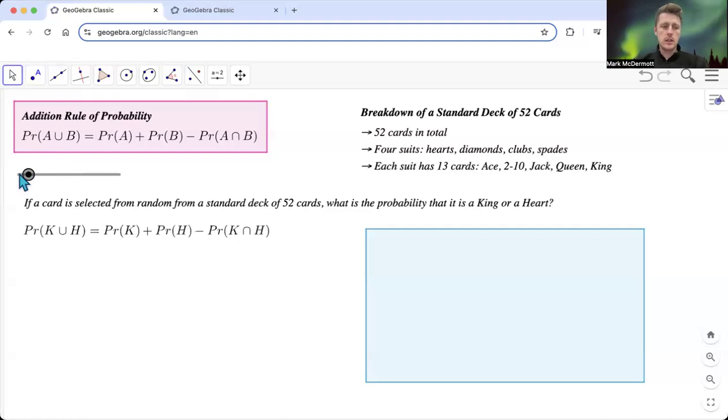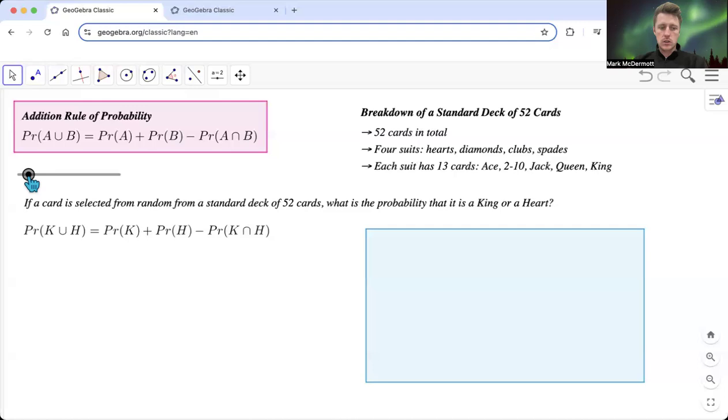Here's the question. If a card is selected at random from a standard deck of 52 cards, what is the probability that it is a king or a heart? Okay, so we could set it up using the addition rule. The probability of a king or a heart equals the probability of a king plus the probability of a heart minus the probability of a king and a heart.